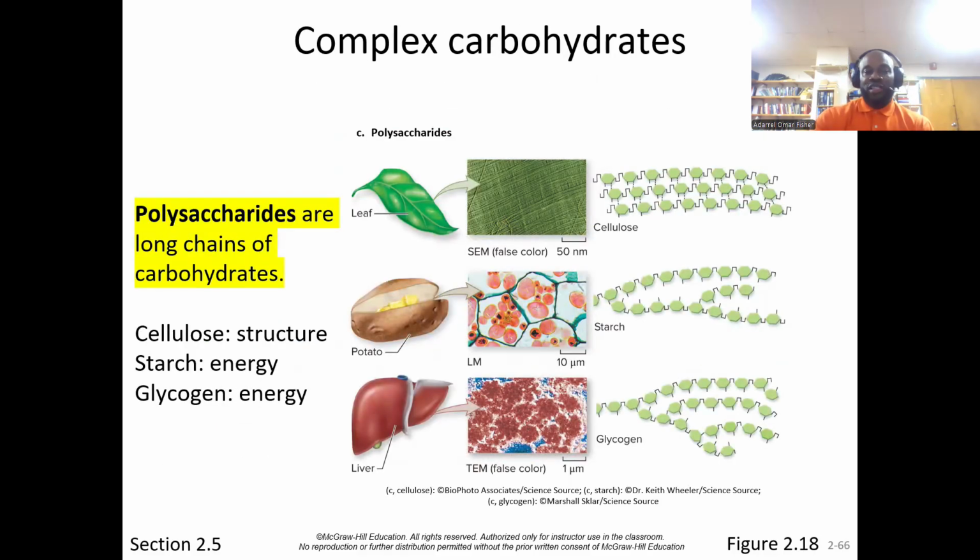Some places we find polysaccharides, multiple chains of carbohydrates. Polysaccharides are in cellulose, starch in something like a potato, glycogen in the liver, long chains of polysaccharides.